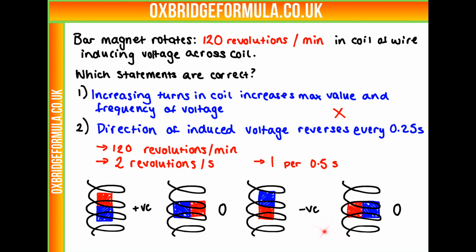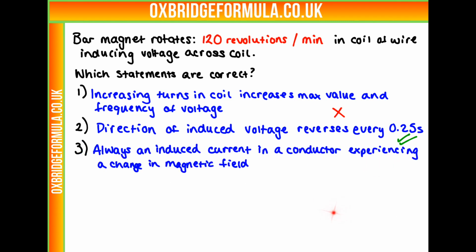So how many times does the induced voltage direction change? Well, we can see it changes twice per revolution. And since we're doing that in half a second, that means we need to halve this to get how many times the direction changes, so that will be 0.25 seconds. That is correct.